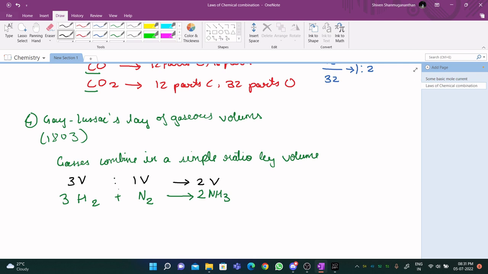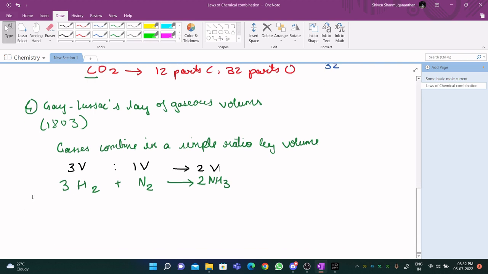Now, as we all know, we have Avogadro's number, which is 6.022 into 10 to the power 23. It is the mole number. It is also known as Na. It's a very useful number. Now, what Avogadro says is that equal volumes of all gases under identical conditions of temperature and pressure would contain equal number of molecules. Let me write that down here.